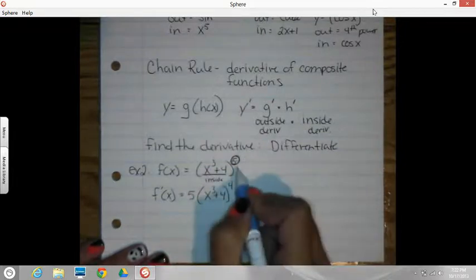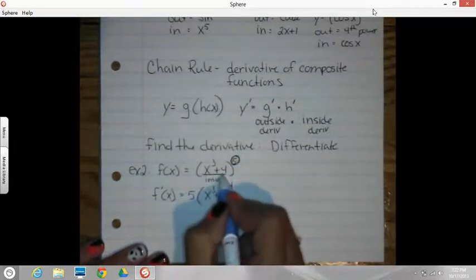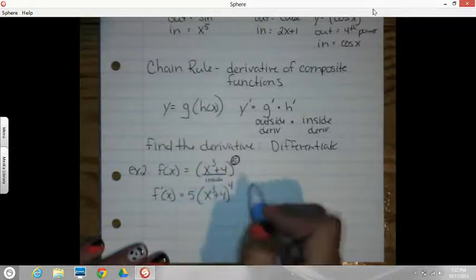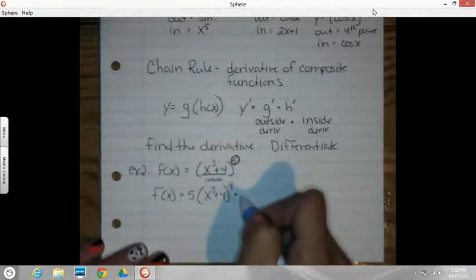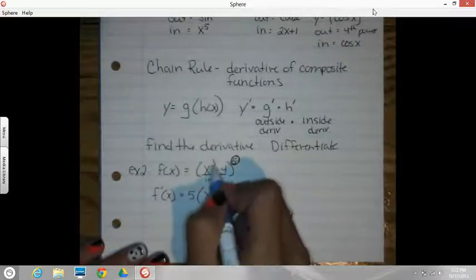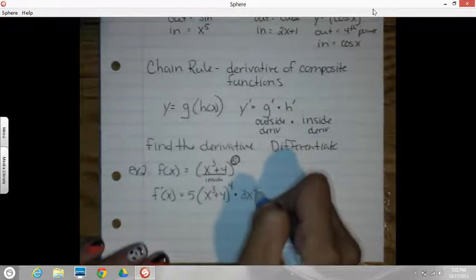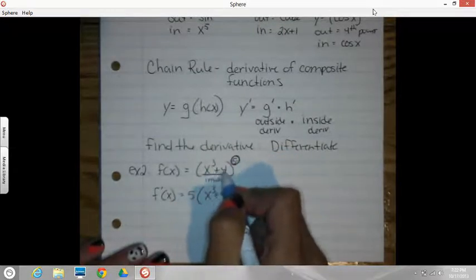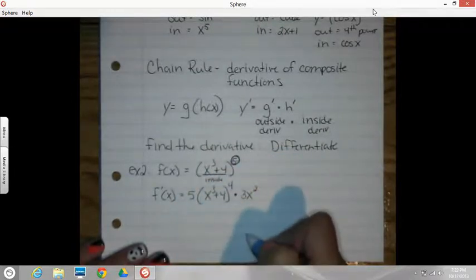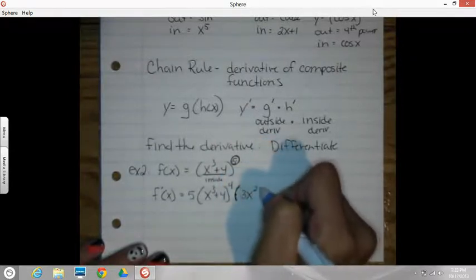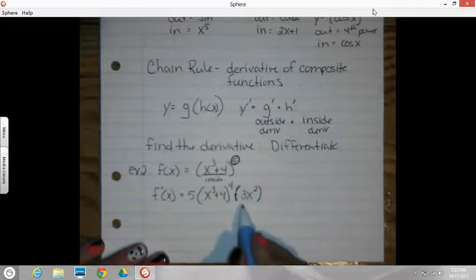That's the outside derivative. Now I've got to do the inside derivative. So all I'm looking at now is this x cubed plus 4. And I'm going to multiply by the derivative of that inside. Well, the derivative of x cubed is 3x squared. And the derivative of 4 is 0. And I should get in the habit of putting parentheses here in case I happen to get more than one term. But here I only got one.